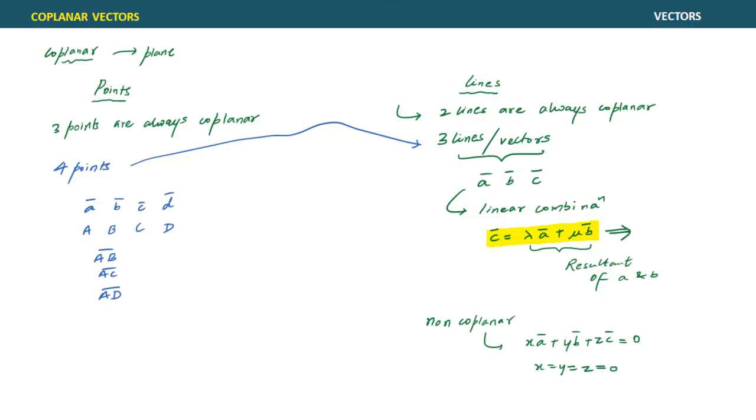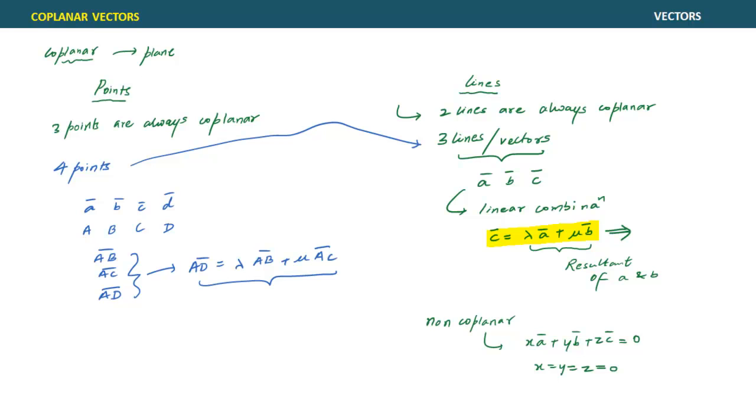So if you want them to be in coplanar format, if AD can be represented as lambda times AB plus mu times AC, right, then they are coplanar. So the same step will be followed. In fact, from 4 points, you will convert this to a three line or three vector problem.